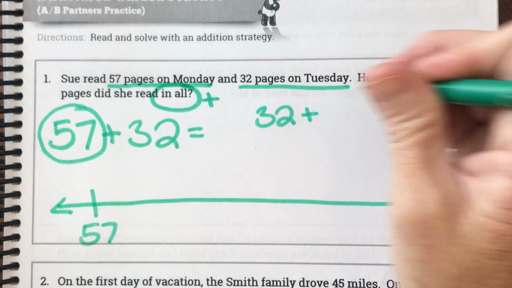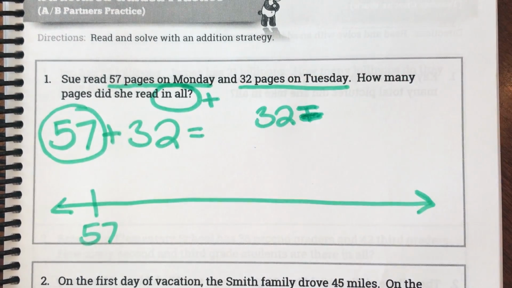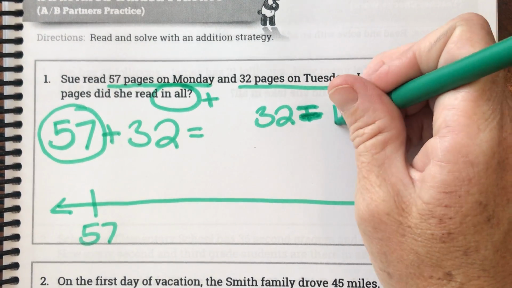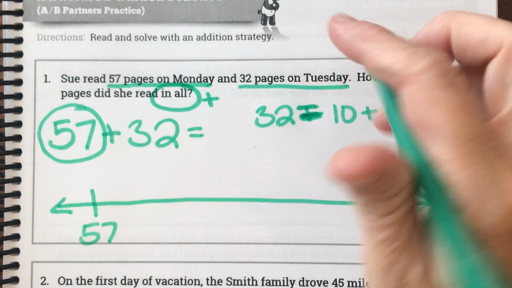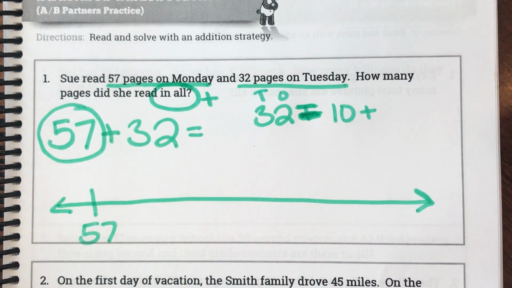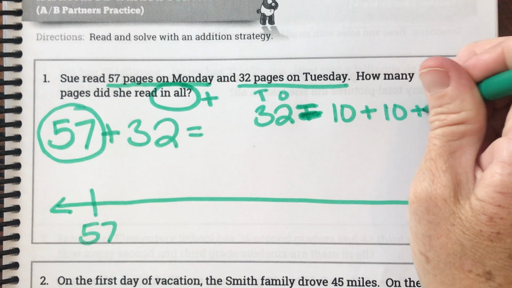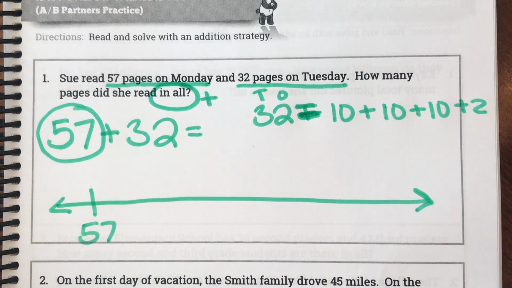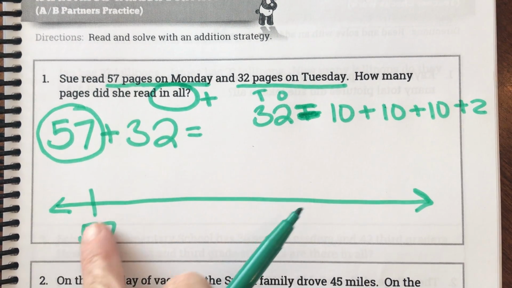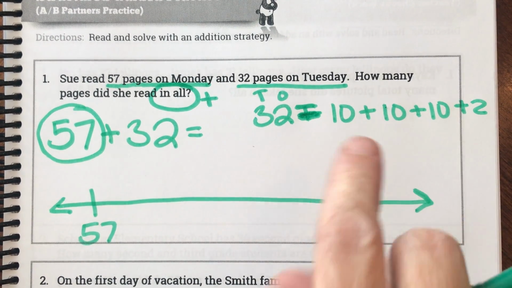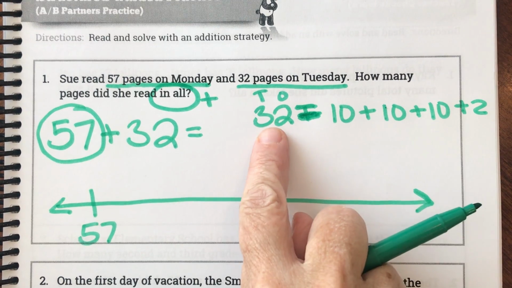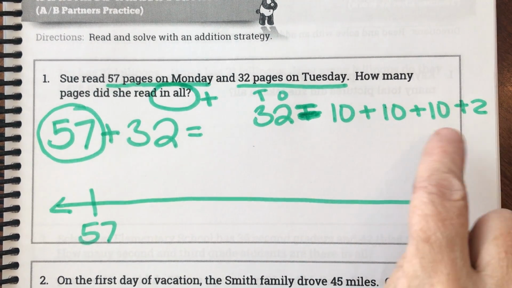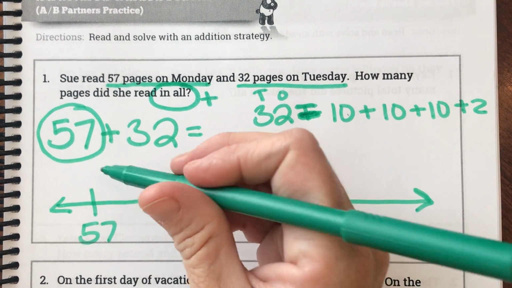So we could say, 32 equals, how many tens do we have here? We have 3 tens, because that's our ones and our tens. So we have 10 plus 10 plus 10, and we just have 2 ones. This is going to help us make jumps on our number line. So instead of adding 32, we're going to add 10 plus 10 plus 10 plus 2, which is equal to 32.